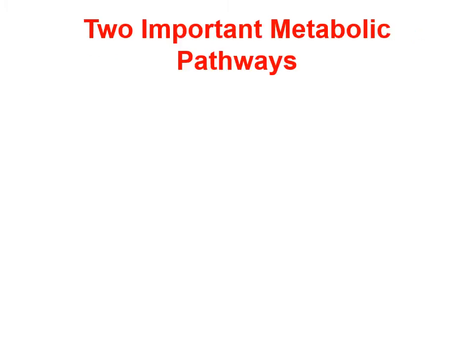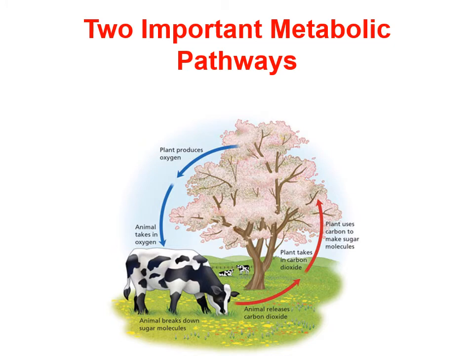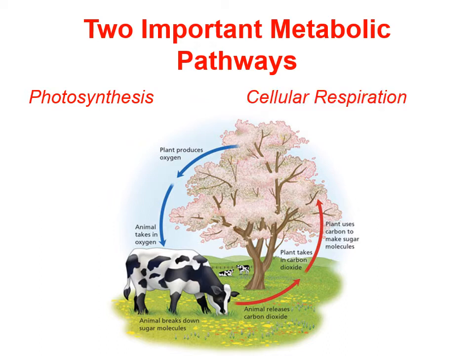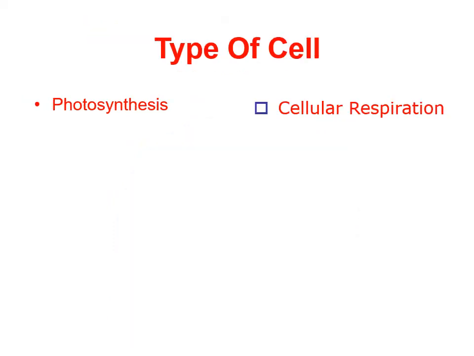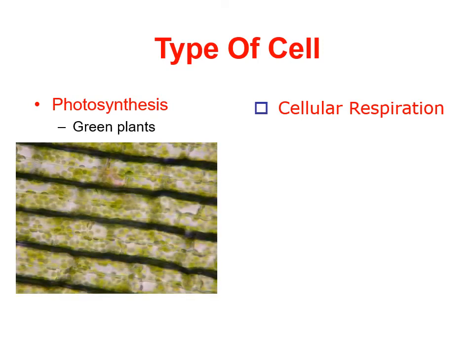So let's look at these two important metabolic pathways. And this illustration here is a good one. On one side of the illustration, we have plants producing oxygen and the animals take in the oxygen and break down sugar molecules; that is referred to as photosynthesis. And similarly, we will see cellular respiration on the other side, represented by the red arrows, where the animal is going to release carbon dioxide, and the plant takes it in and produces a form of sugar called glucose, which is a monosaccharide.